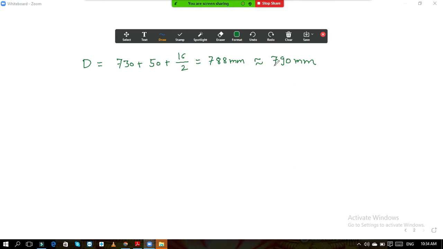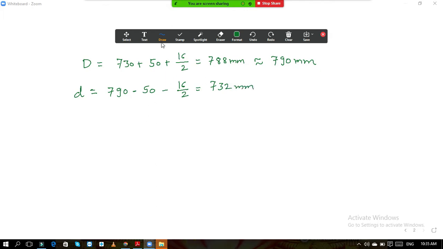So now here we will calculate the effective depth again. What is the effective depth now? So d is equal to 790 minus 50 minus 16 by 2, reverse calculation. So it is 732 mm.